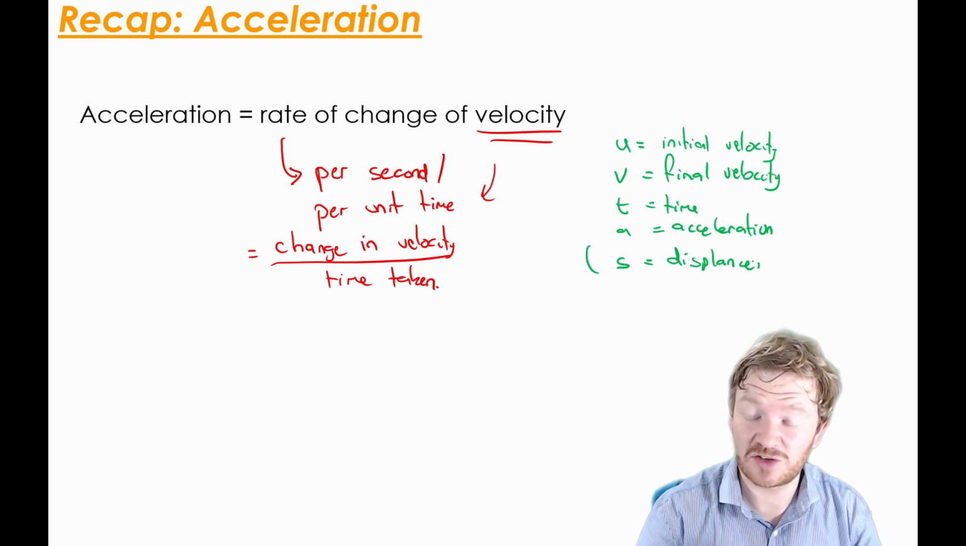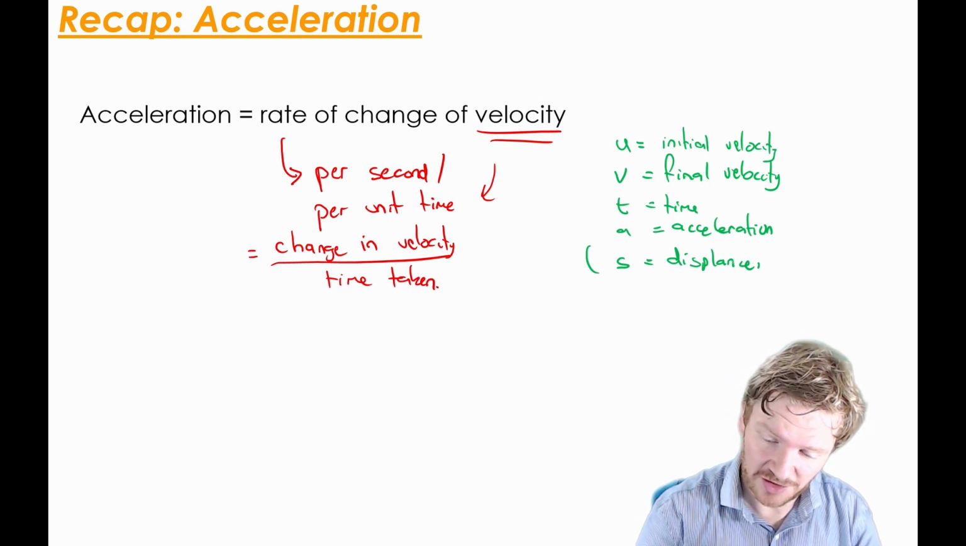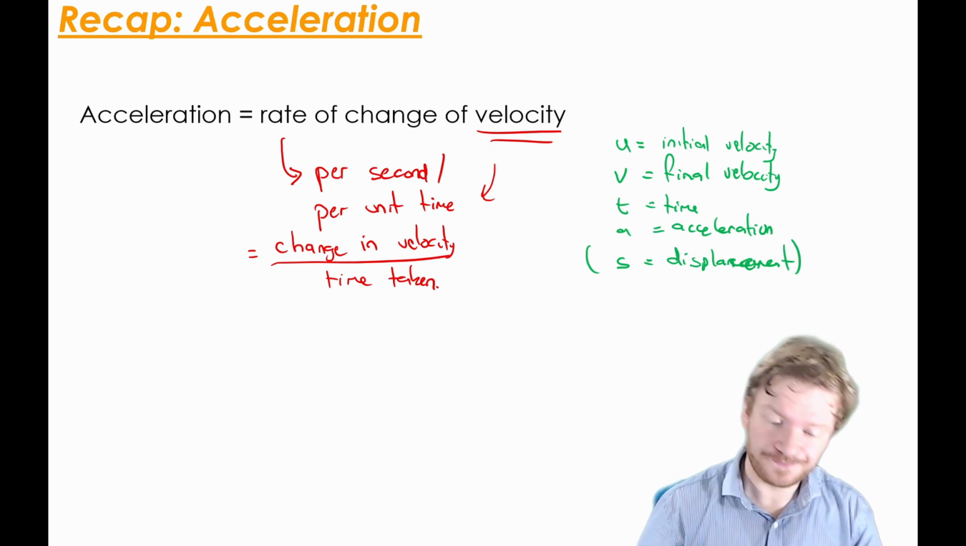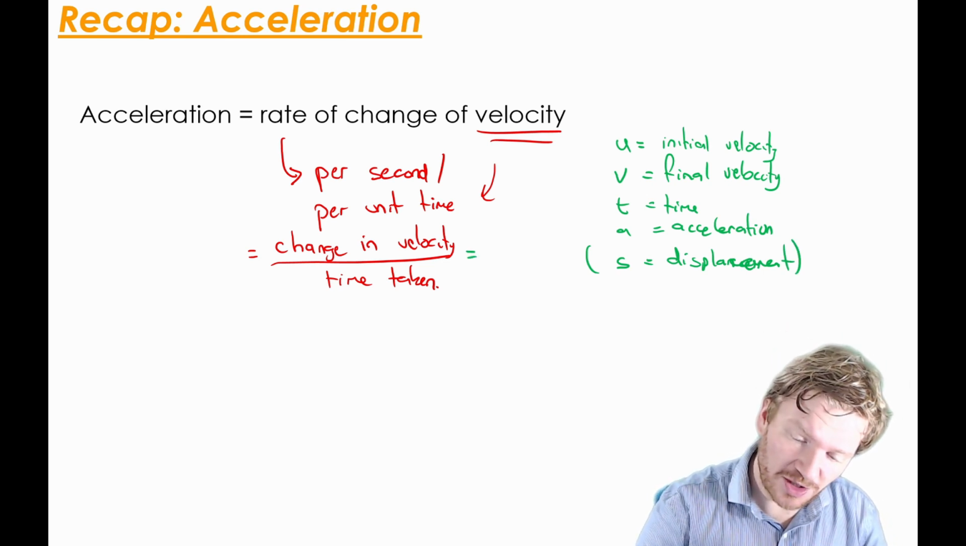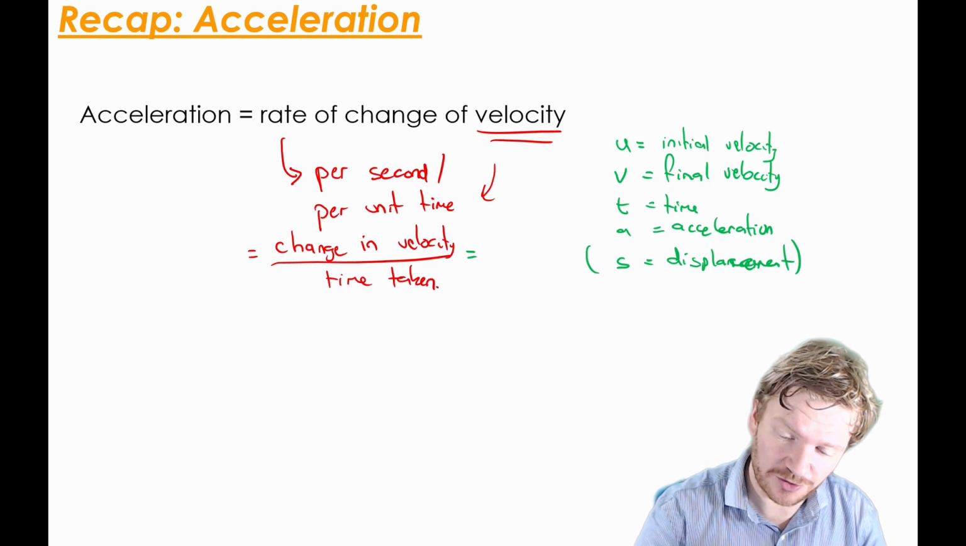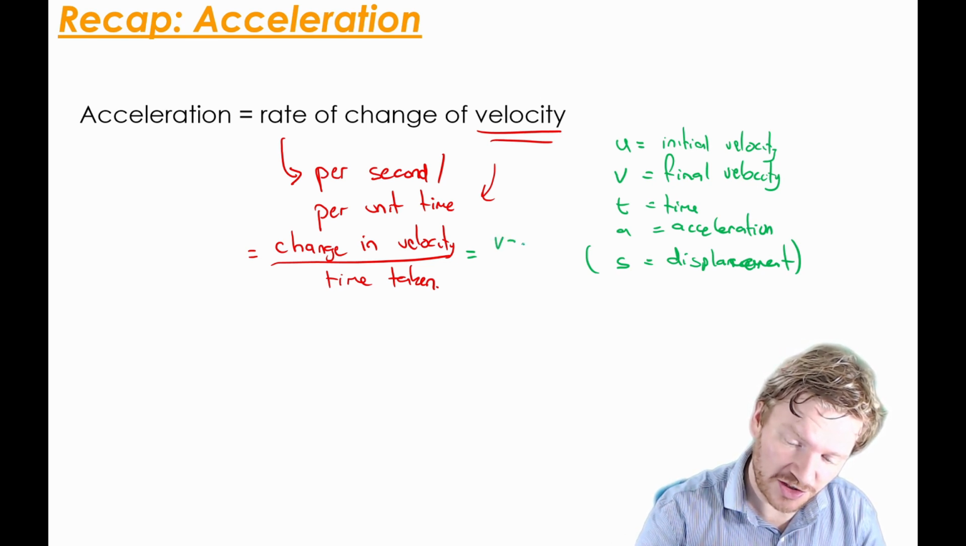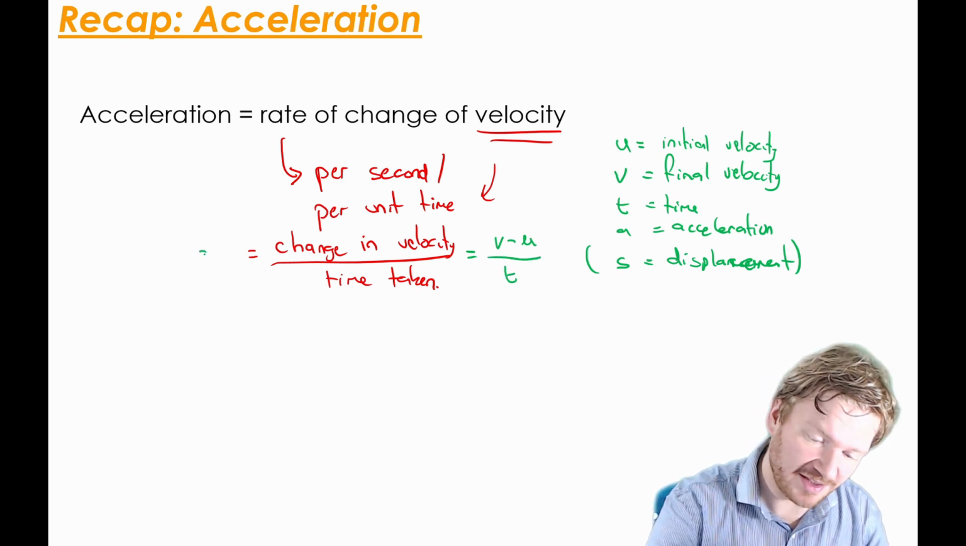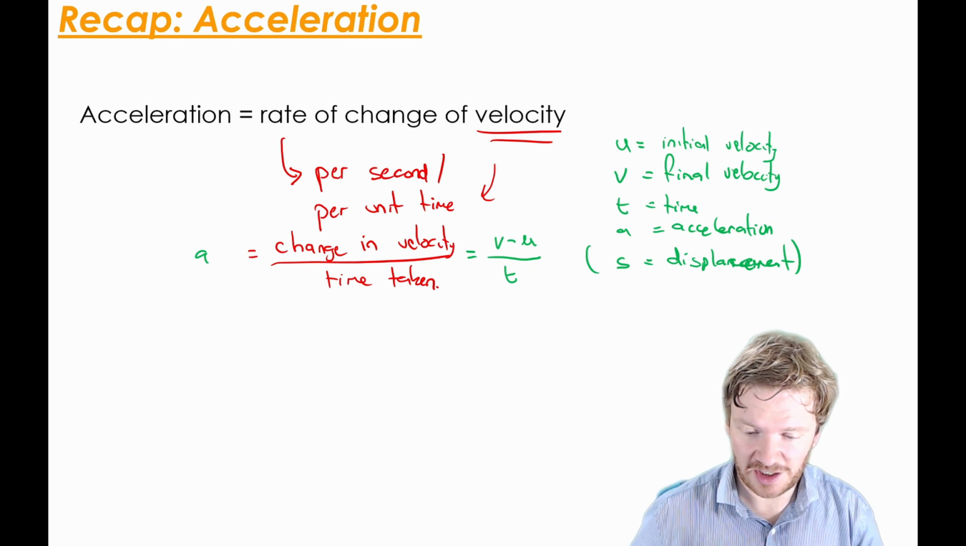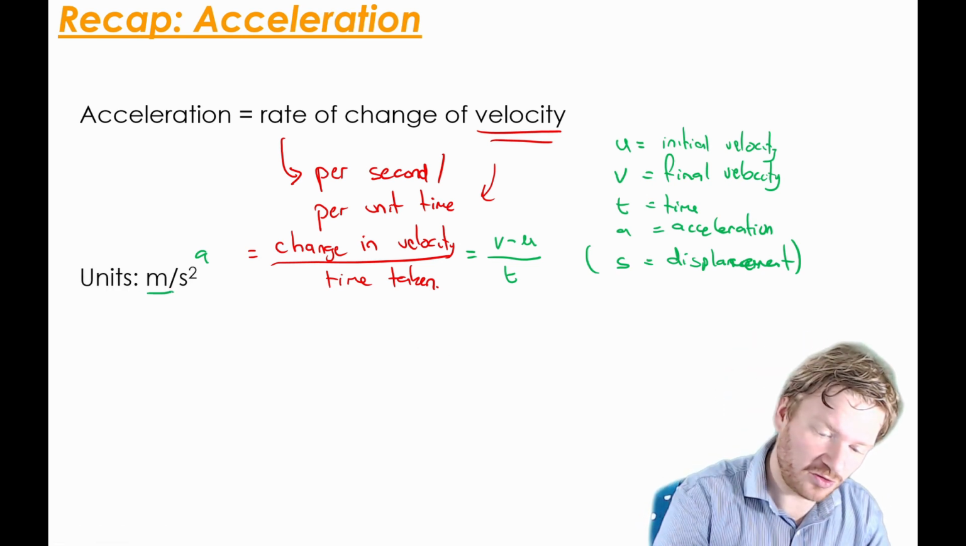I started saying distance, now I can't spell it. Displacement. But we're not going to use that one in this equation. So this equation can equally be written as the change in velocity. So to get the change, I want my final velocity take away my starting velocity. That gives me the velocity difference, divided by t. And I say that's in units of meters per second squared.